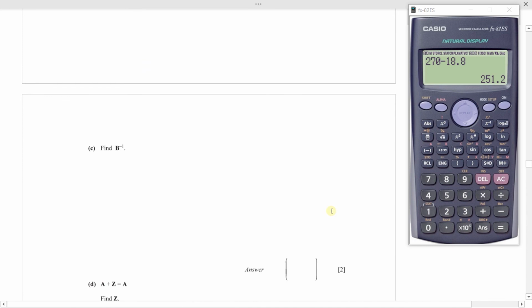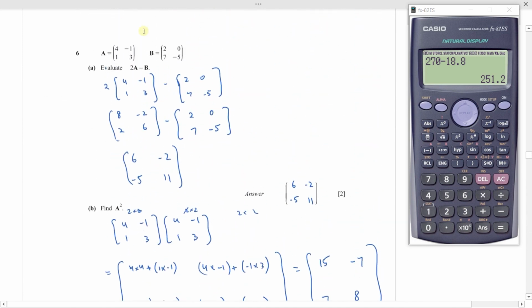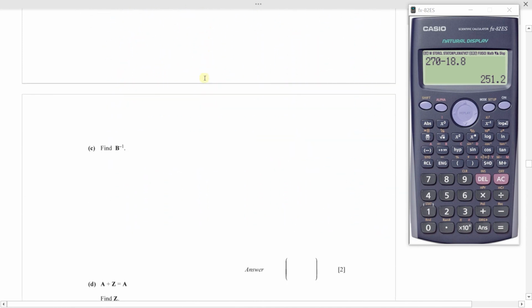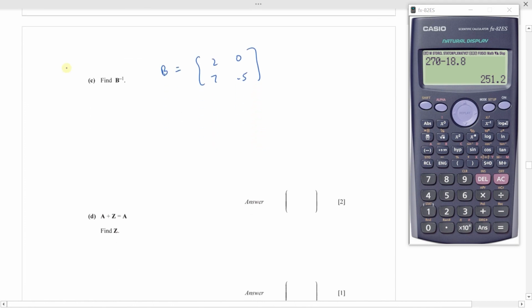Part B is find B inverse. So B is [2, 0; 7, -5]. To find the inverse, first we need to find the determinant. So the determinant of B will be 2 times minus 5 minus 7 times 0. So this will be minus 10.